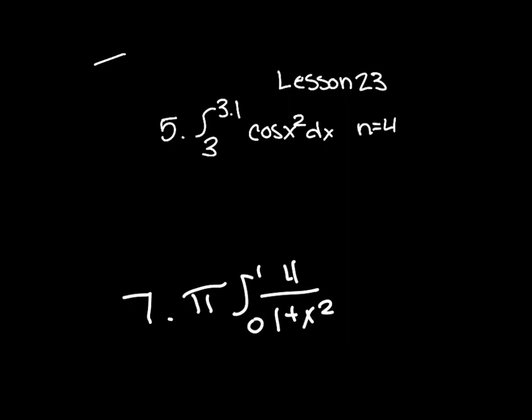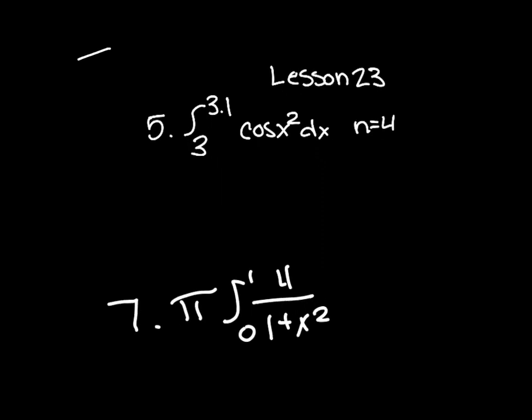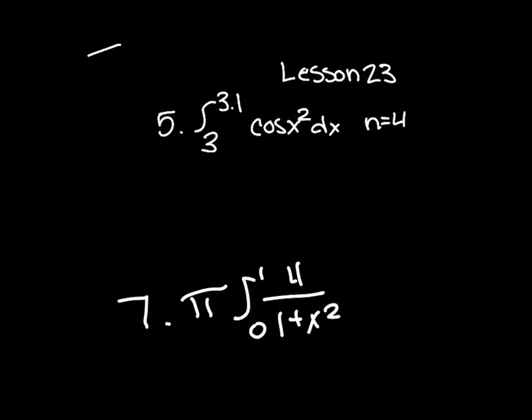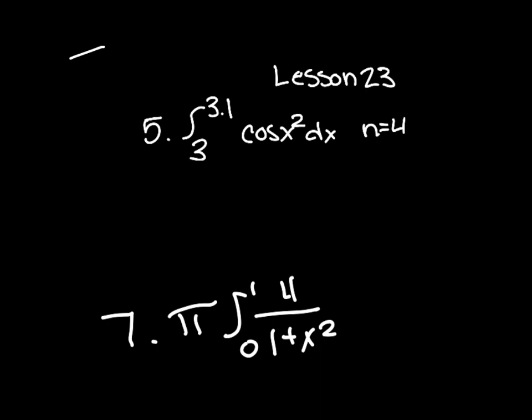Hello guys, so today we're going to be solving lesson 23, problems 5 and 7. In the first one, problem 5, we have the integral from 3 to 3.1 of cosine of x^2 dx using n = 4. Instead of using the Riemann sum, we're asked to use the trapezoidal rule. The trapezoidal rule goes like this.